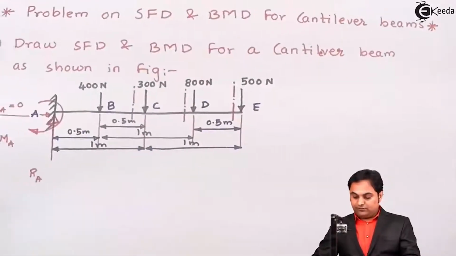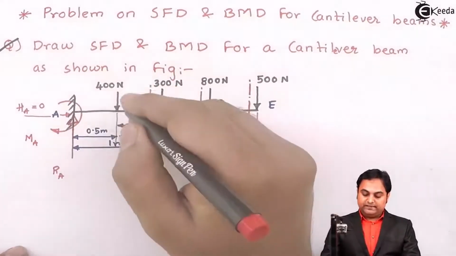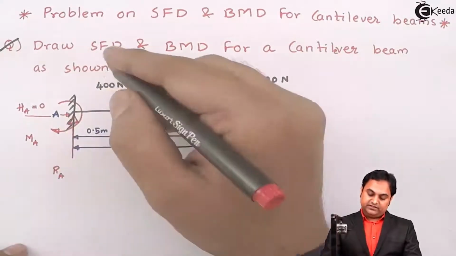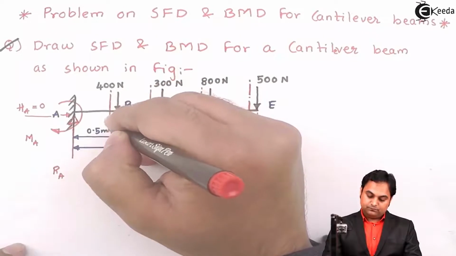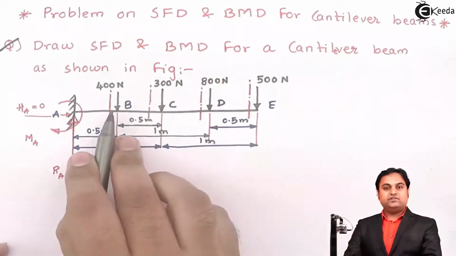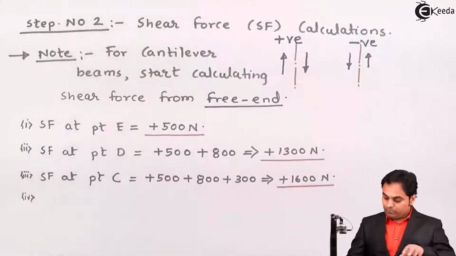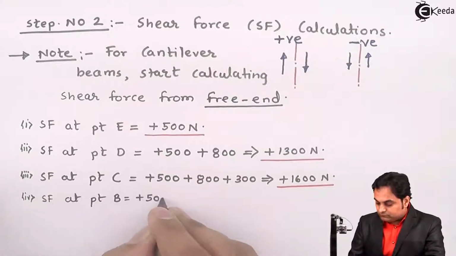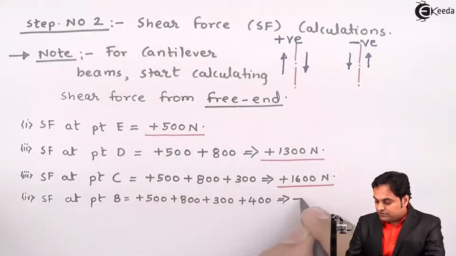Now, this value of shear force will go on to be constant up to the right hand side of B, that is, the value will be 1600 Newton. Next, if I take the section to the left of B, then I even have this 400 Newton force, so that will be addition of all forces, which gives me plus 2000 Newton.